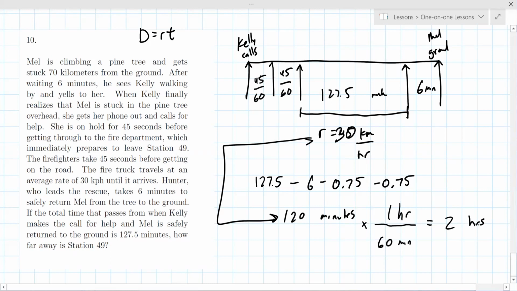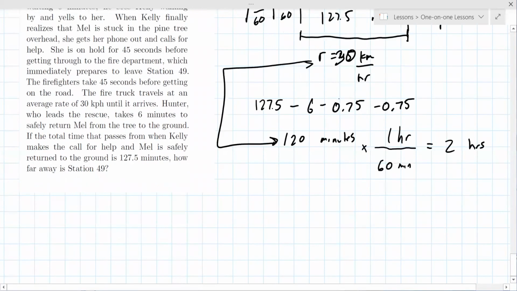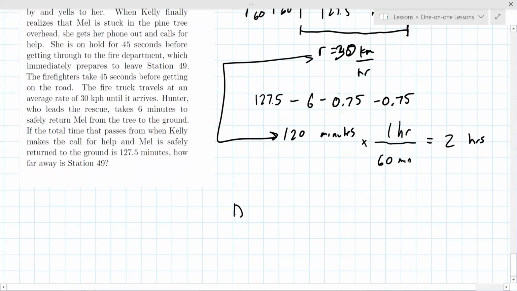Okay, yeah. 2 hours. So then you do, now you can make it work. Your distance is equal to your rate times your time. Your rate is 30, and your time is 2. So 60. So 60 kilometers. That's how far away it is.